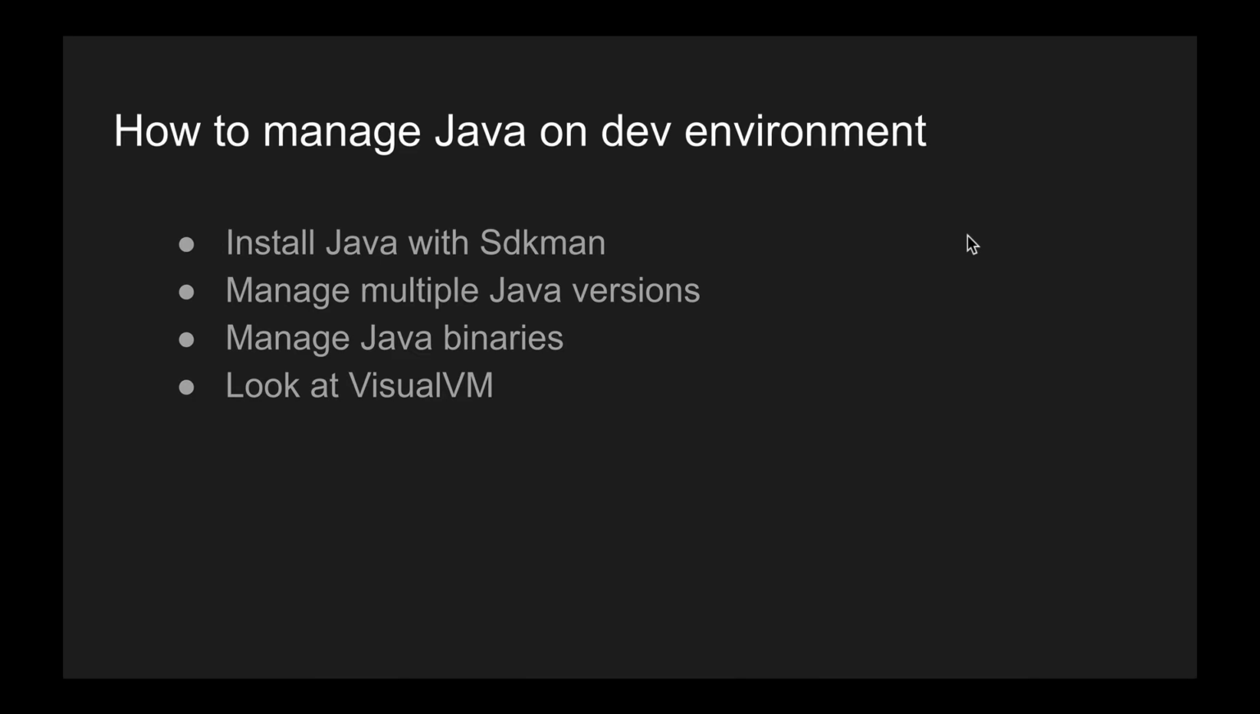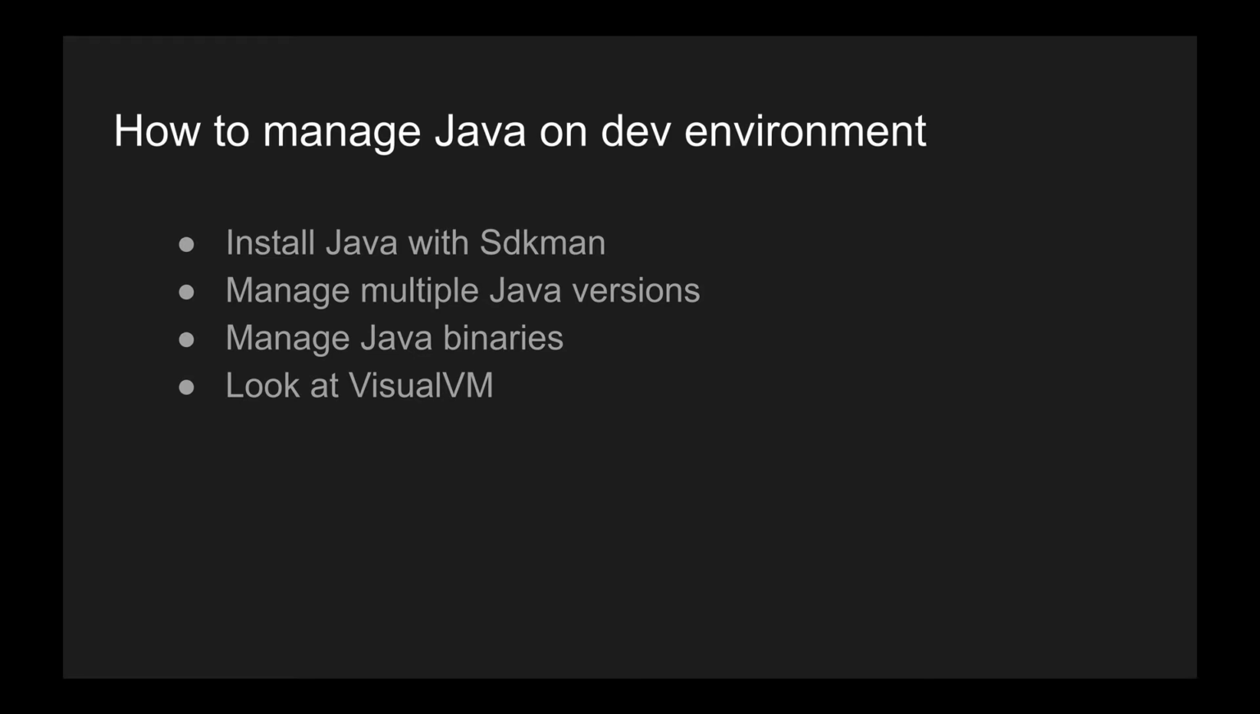Hi, in this lecture we are going to look at how to set up our Java dev environment. We are going through some Java basics, which might not be known by all developers. Basically, we are going to start from how to install Java and how to manage multiple Java versions easily. Then we are going to look at the binaries available in the Java SDK and install VisualVM, since it is not part of the SDK binaries anymore.